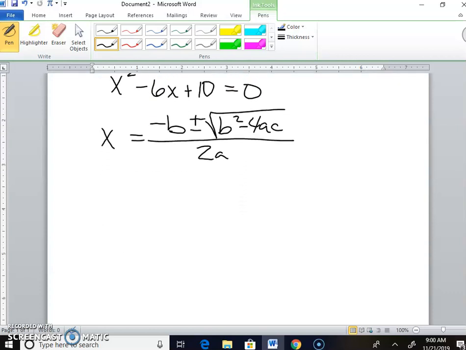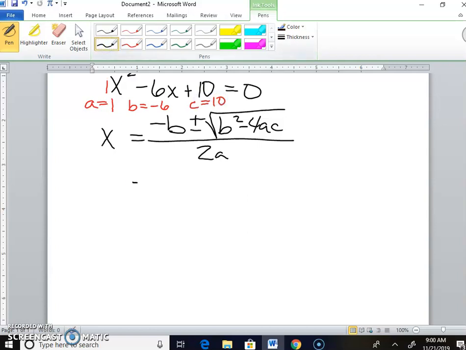All right. Now, when I do this, I need to identify what A, what B, and what C is. So my A value for this is going to be the number in front of your x squared. So your A value would be 1. Your B value is the number in front of the x. So your B value would be a negative 6. And your C value is the last number, so your C value would be a 10.